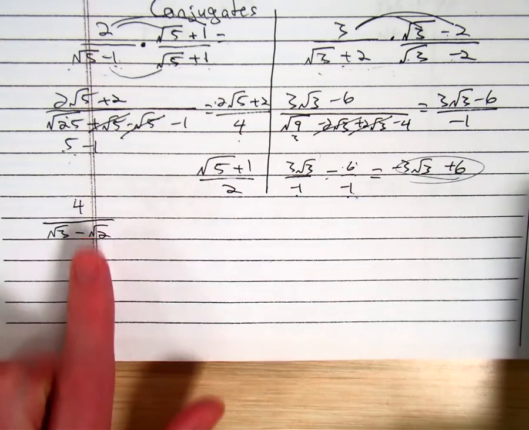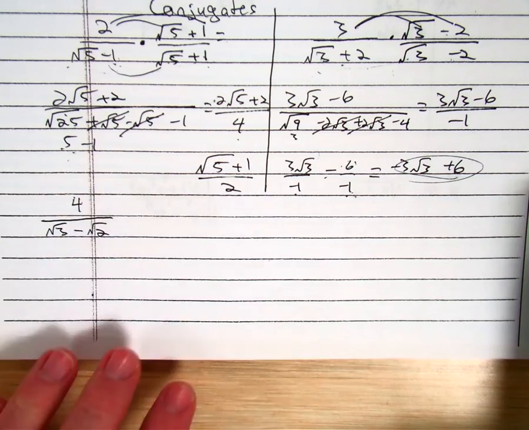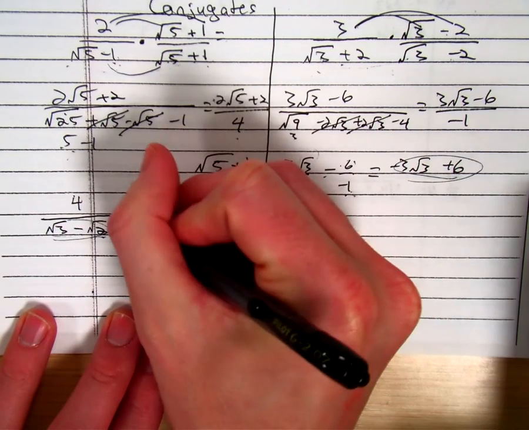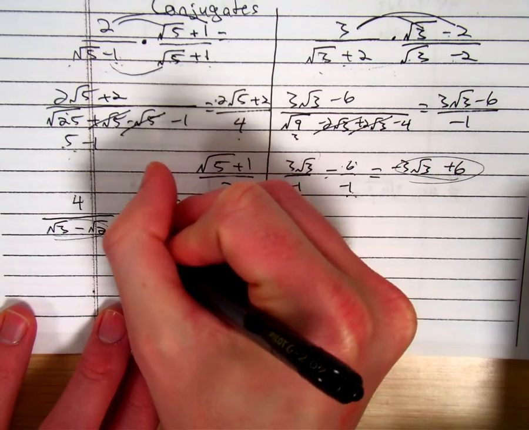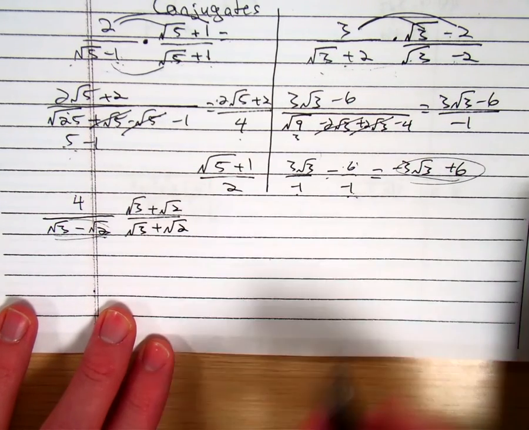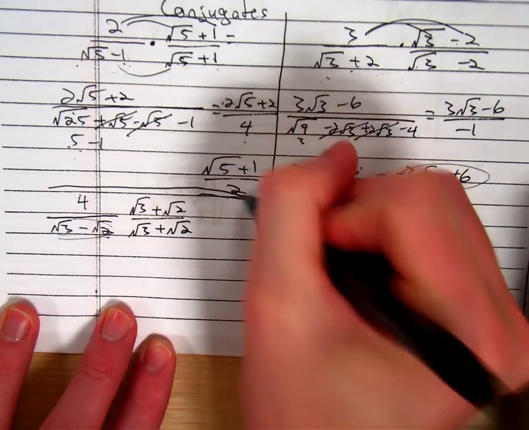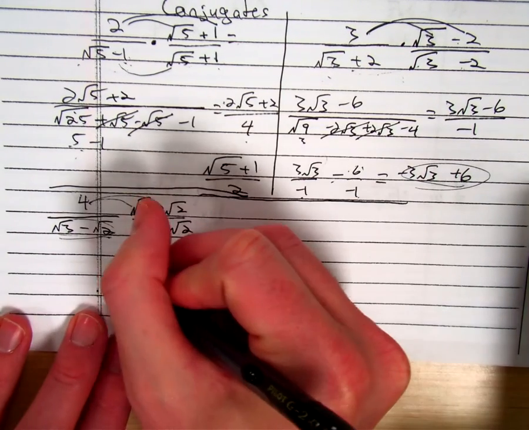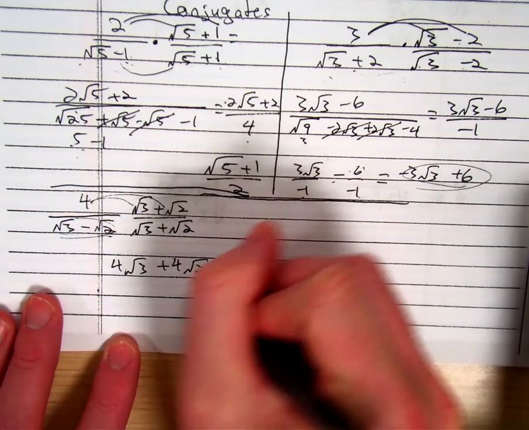All right, and one last one. This one has square roots for both spots on the bottom. Let's see if that makes a difference. So again, we want to use the same two things, but opposite sign. So we're going to use a plus in the middle. Across the top here, we're going to get 4 radical 3 plus 4 radical 2.